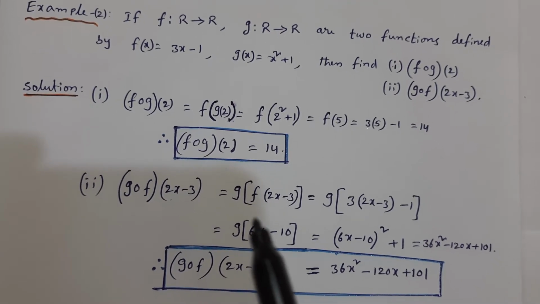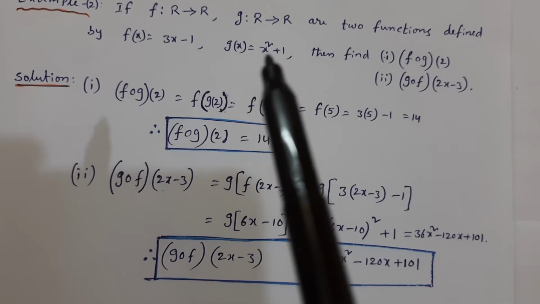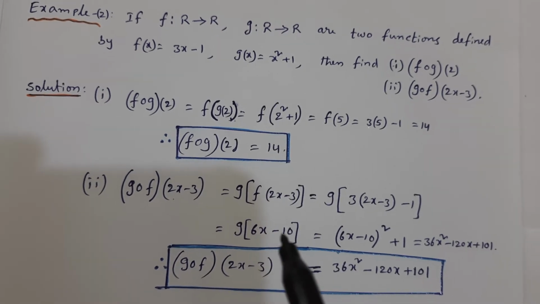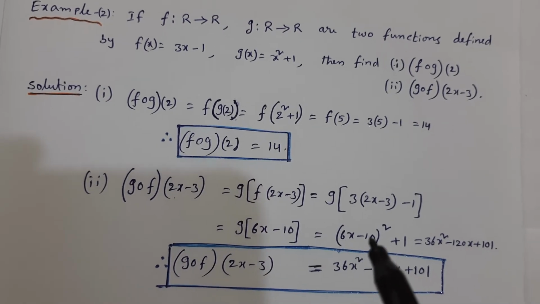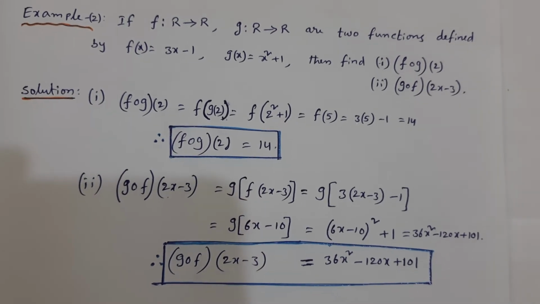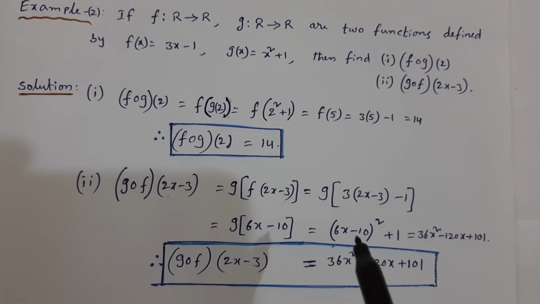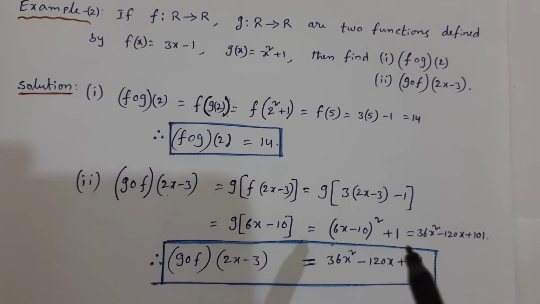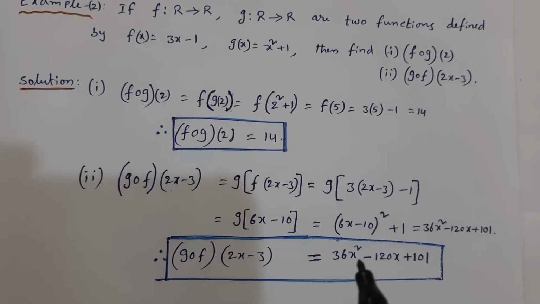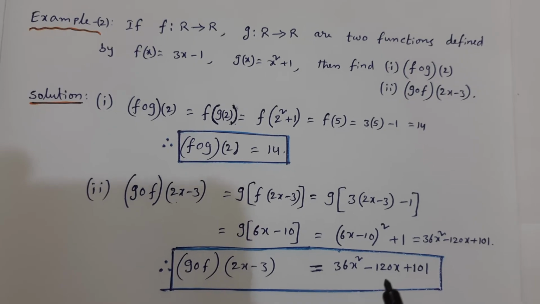Now substitute this 6x minus 10 in the function g of x. Here g of x equals x square plus 1. G of 6x minus 10 is (6x minus 10) whole square plus 1. Its value is 36x square minus 120x. Here 10 square is 100, plus 1, 101. So g circle f of 2x minus 3 equals 36x square minus 120x plus 101.